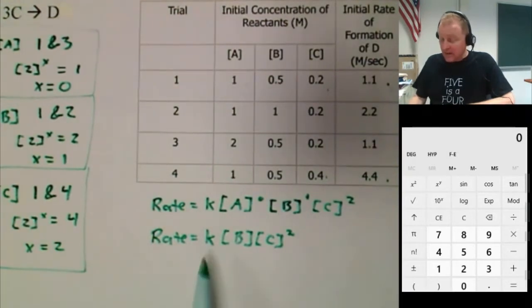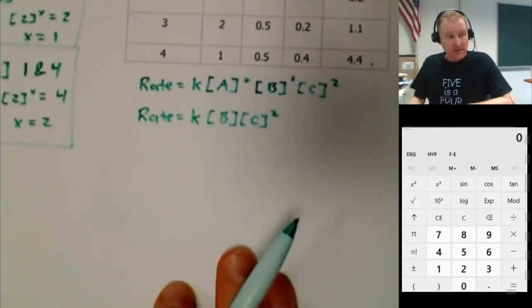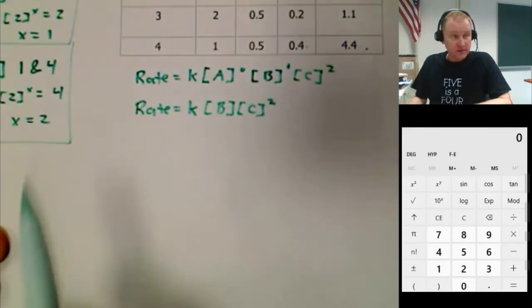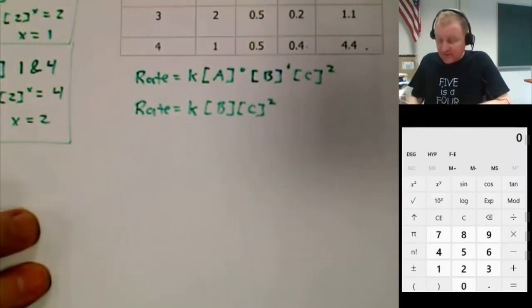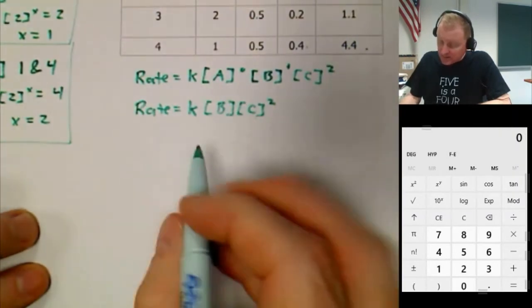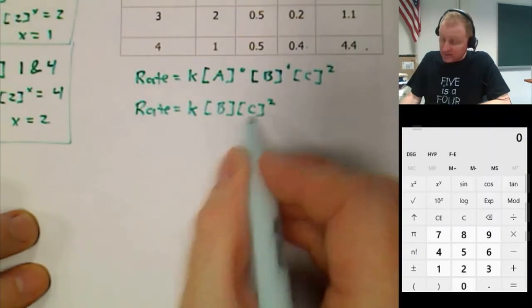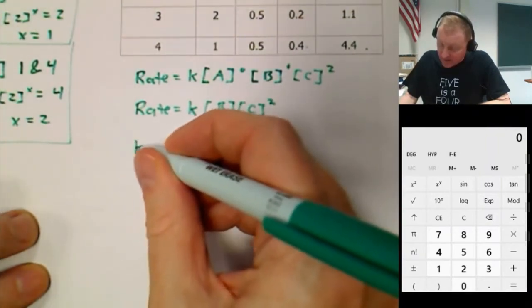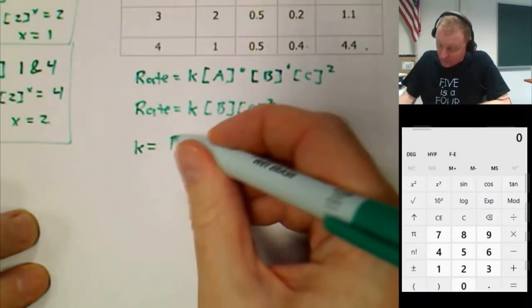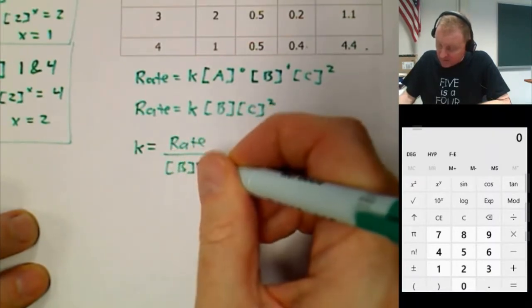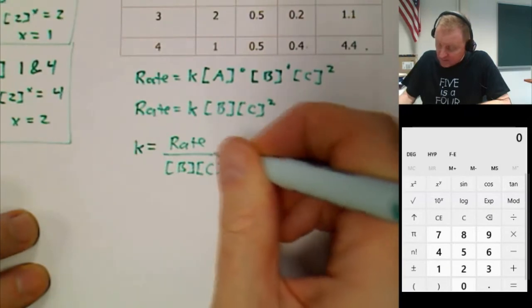To solve for K, we're going to substitute any one of these equations in there. So I'm going to slide this up. And let's just use 4 because it's on the screen still. You could use anything. Whatever you use is fine. You should get the same answer as what we did here. So rearrange this. I cross multiply. I'd say K equals rate over BC squared. So I'm going to say K equals rate over concentration of B times the concentration of C squared.